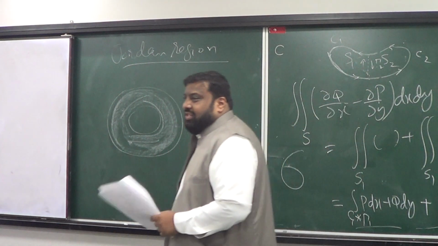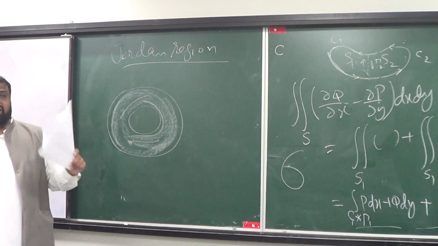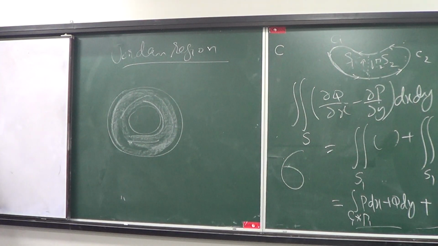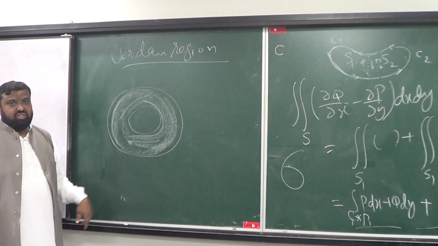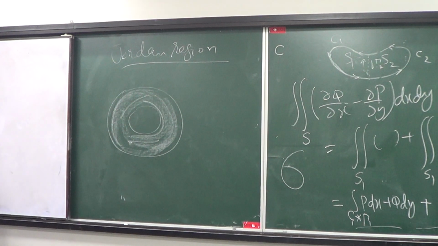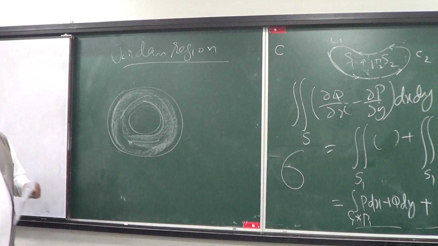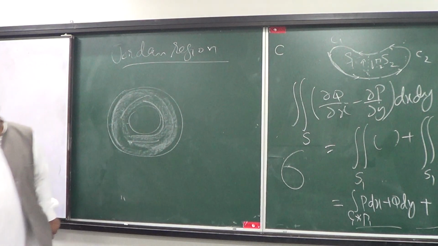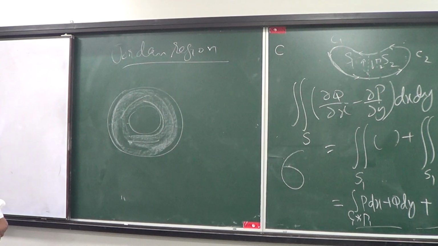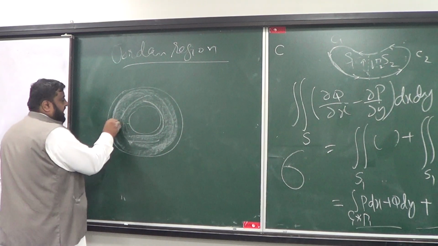So I would like to know, can I apply Green's theorem in such a situation? Our previous theorem doesn't allow it. But I know that it's sitting between two Jordan curves, so it's sort of a Jordan region. The question is, what should I do? Cut and paste. So how should I cut and paste? Let's draw an imaginary line.